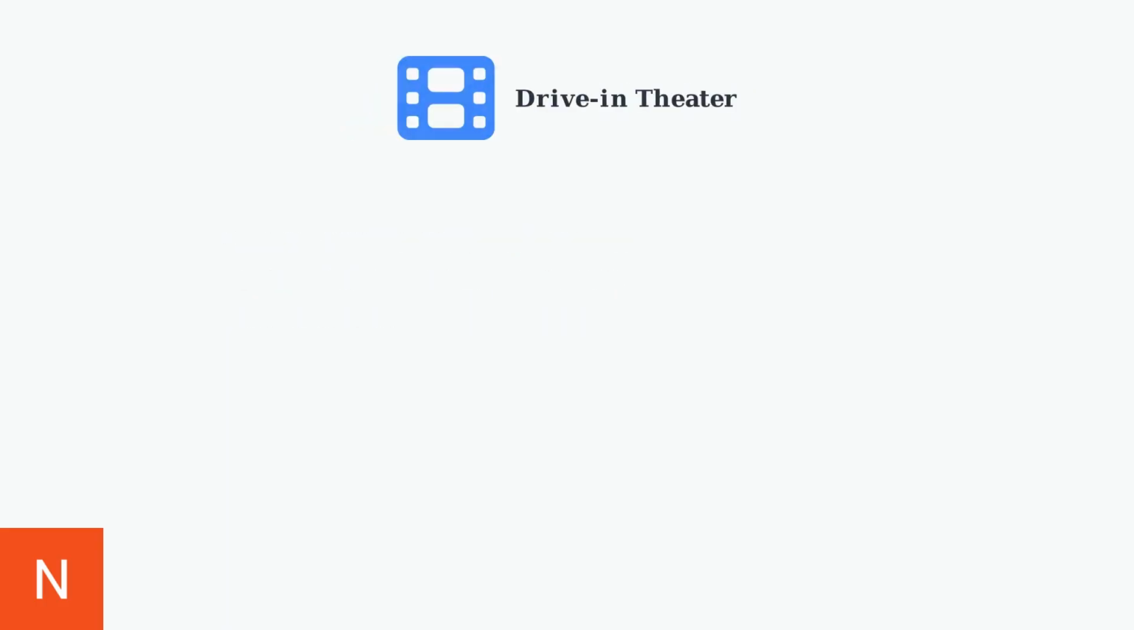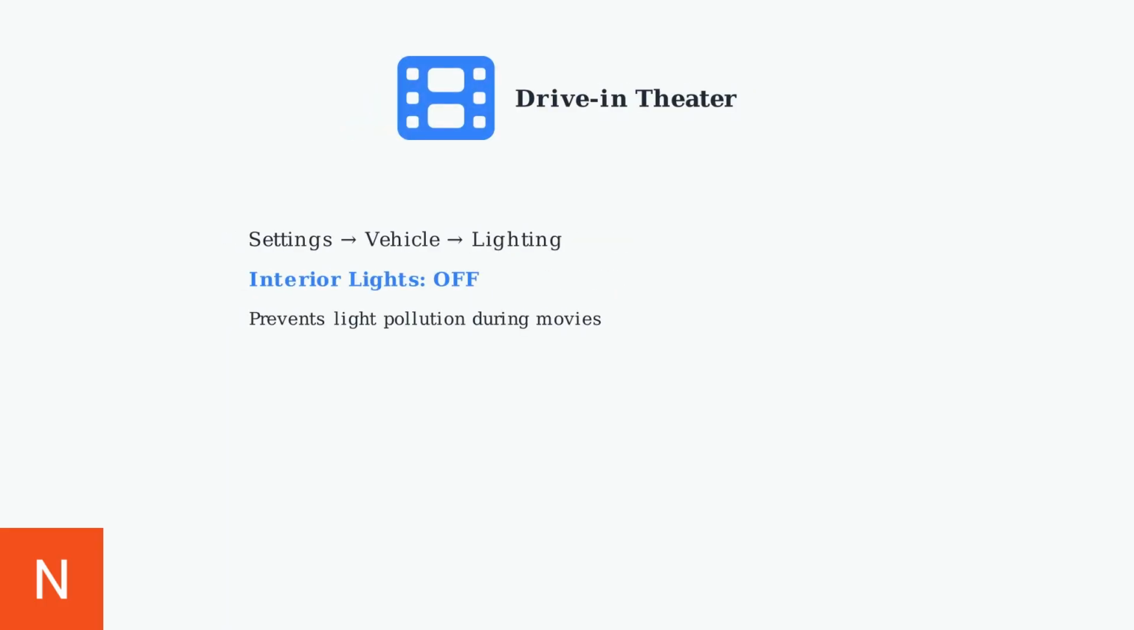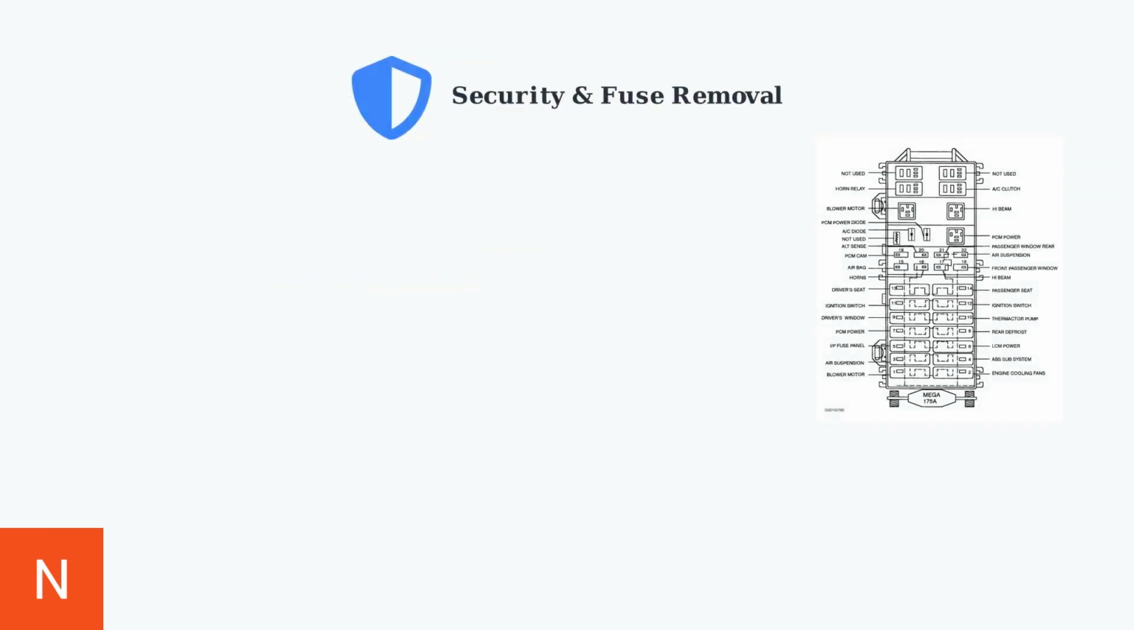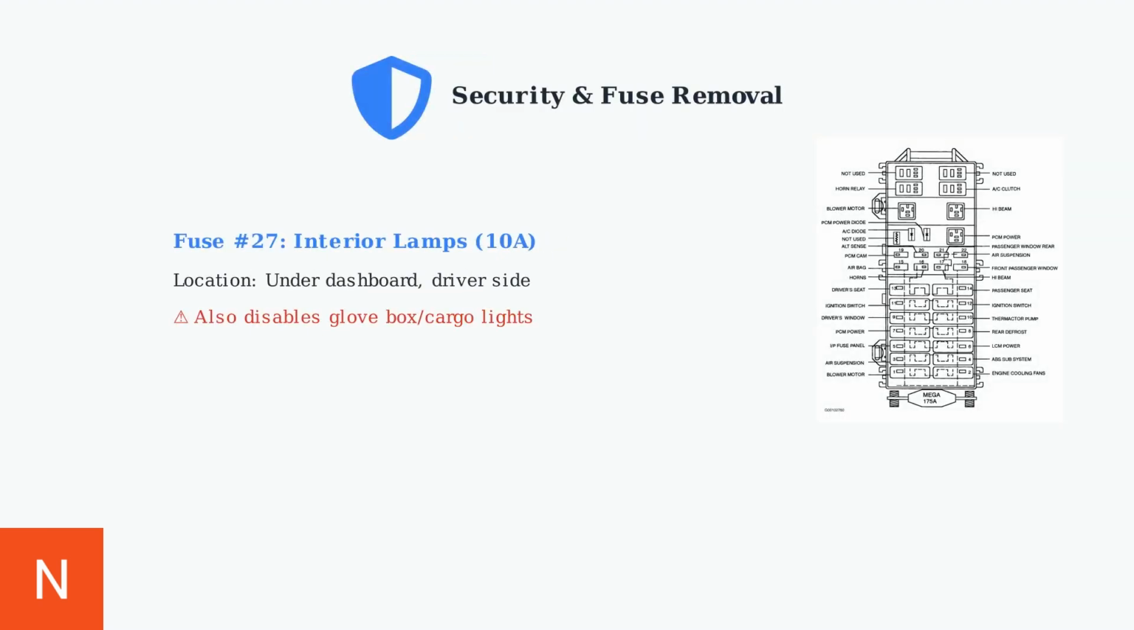At drive-in theaters, you need complete interior light disable to prevent light pollution. Use the Vehicle Settings menu to turn off all interior lighting systems. For security applications requiring complete blackout, fuse removal provides total interior light disable. However, this also affects glove box and cargo area lights.